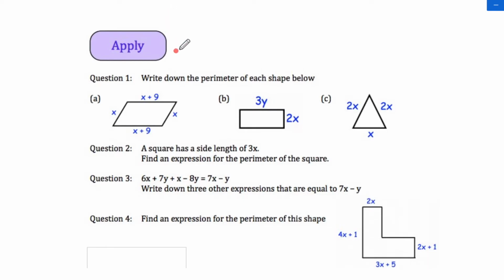In this activity, we need to look at the questions. It says, write down the perimeter of each shape. Now, the perimeter of a shape is when you add up the sides. Okay, so what you need to do for each one of these shapes is to add up all the sides.